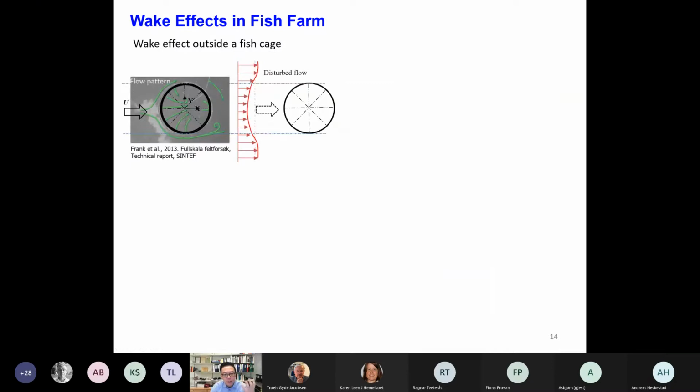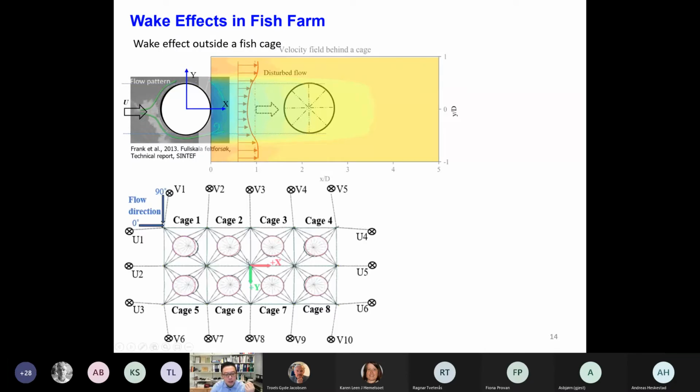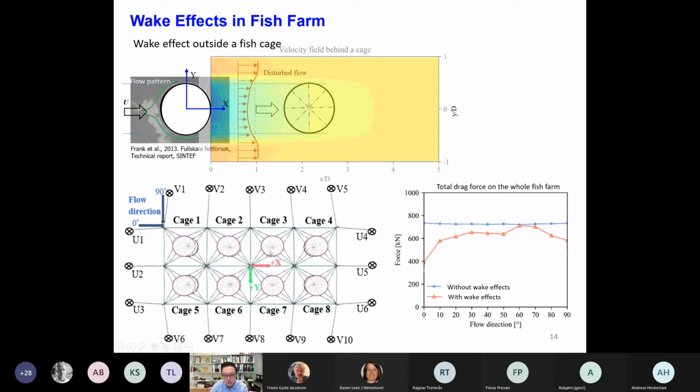And also we study the wake effects in the fish farm, especially when you have multiple cages, and then you need to know the shielding effect, because there will be a reduction in the velocity in the cage, and this will cause pollution and a bad environment for the fish. So we also study how this wake effect works in the cage.